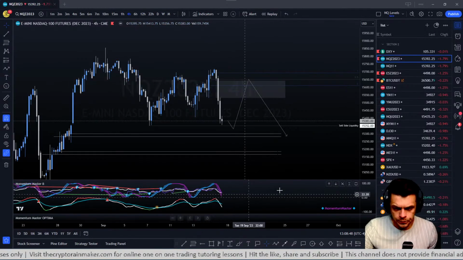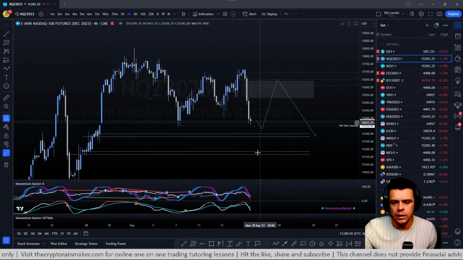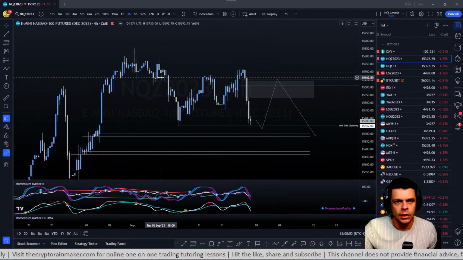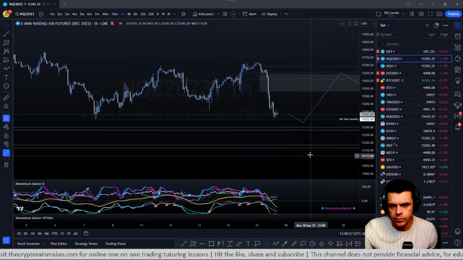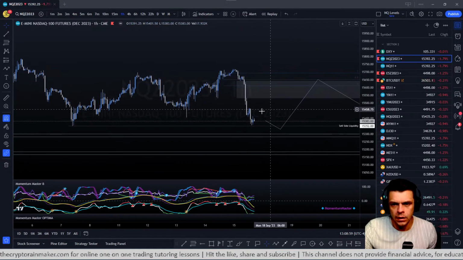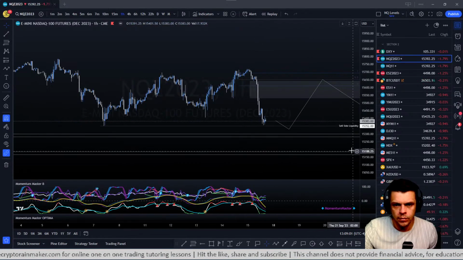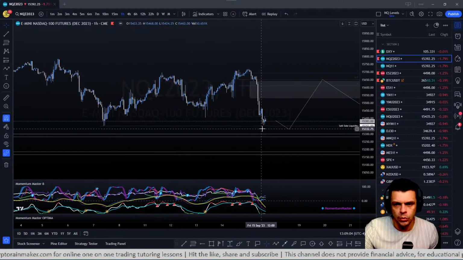On the 4 hour, the momentum is resetting. It's setting up for that move to the upside. Look at the 1 hour. The 1 hour is looking ready to make a push to the upside as well. So we are just waiting for the liquidity raid.